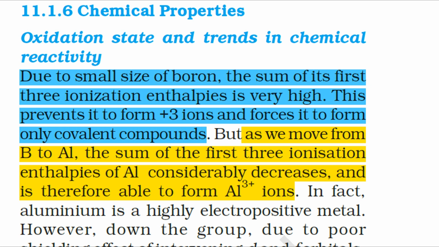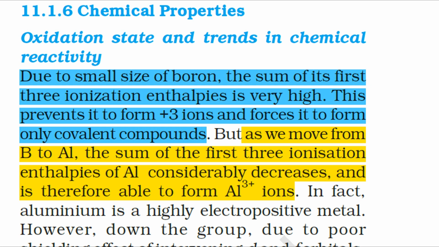Next, 11.1.6, chemical properties. So first is oxidation state and trends in chemical reactivity. Due to small size of boron, the sum of its first 3 ionization enthalpies is very high. This prevents it from forming +3 ions and forces it to form only covalent compounds. This means boron can't form ionic compounds, it only forms covalent compounds.